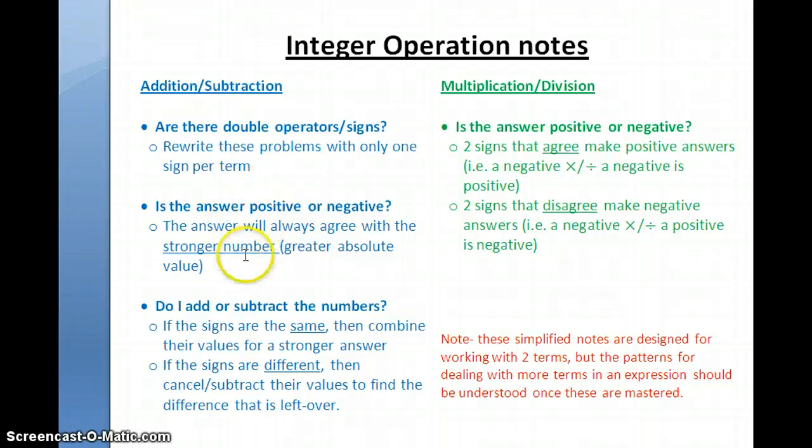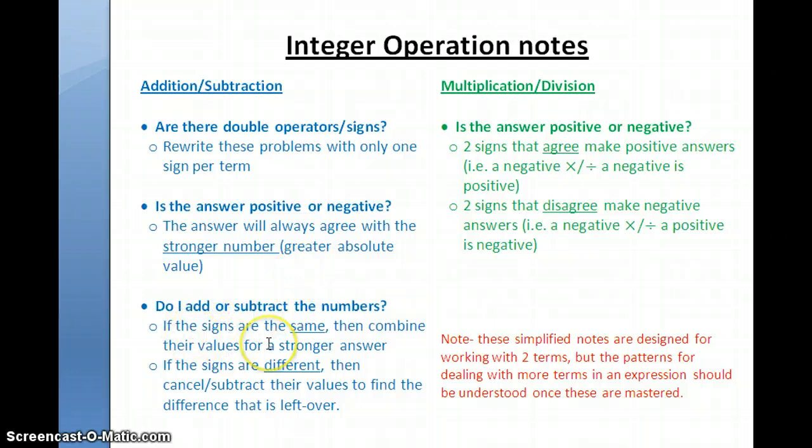Deciding whether the answer is positive or negative, one quick way to say that is that they will always agree with the stronger number. If they're both positive or both negative, then they're going to combine to make more of that. Whereas if you have one positive and one negative, after they balance each other out, whichever one was stronger will be the sign of the leftovers.